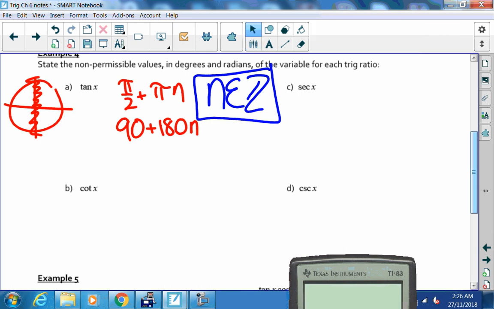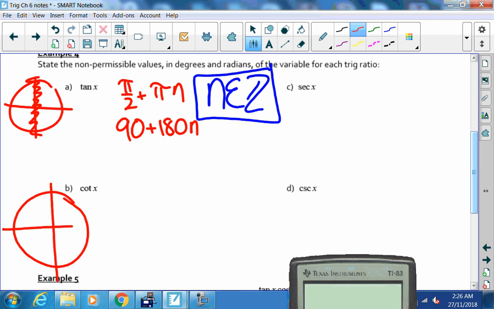Okay, cotan. Well, cotan we know has sine in the denominator. Sine is 0 here and here. So technically, x cannot equal the limitations. X cannot equal here just pi n. You could write it as 0 plus pi n, but that's just the same as pi n.